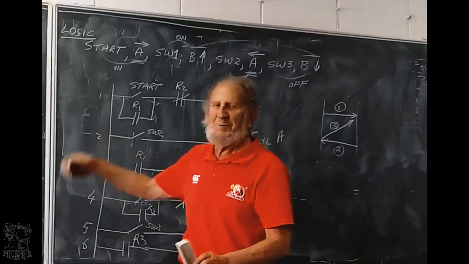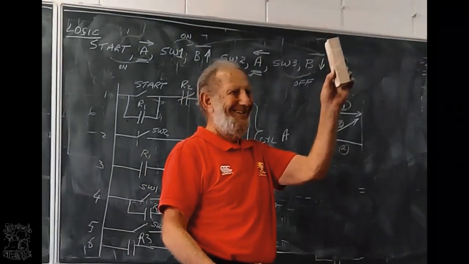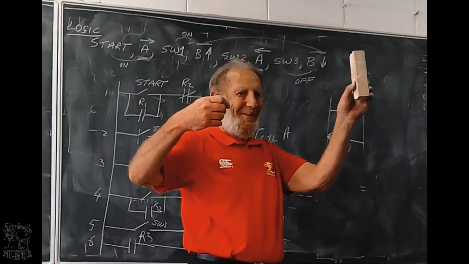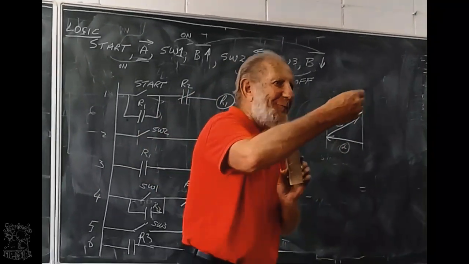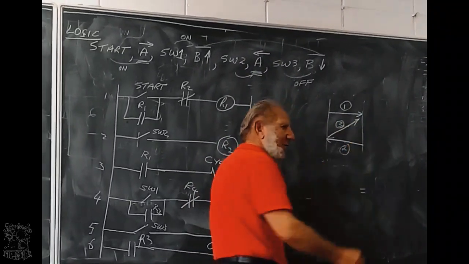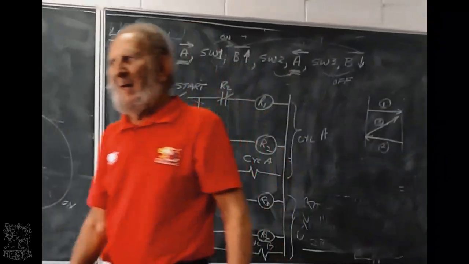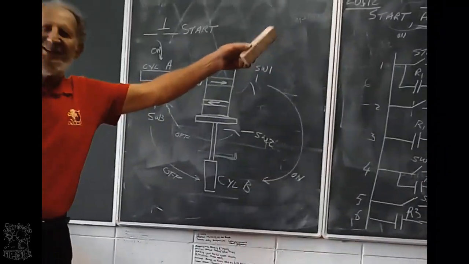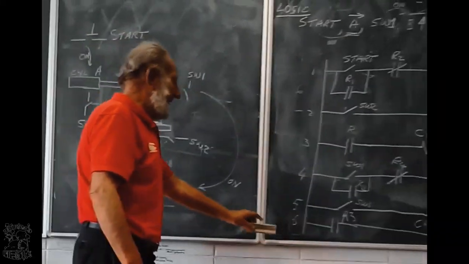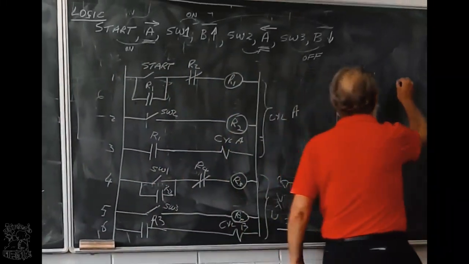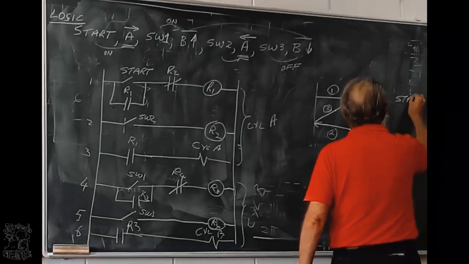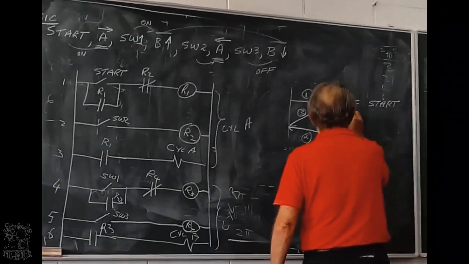Then it will touch switch 1, B moves up. It touches switch 2, A comes back. Then when B comes back, B moves forward again. So it's going to do 2, 3, 2, 3, 2, 3 all the time. You can use a sketch to explain what happens. So this will happen if the start button stays closed.